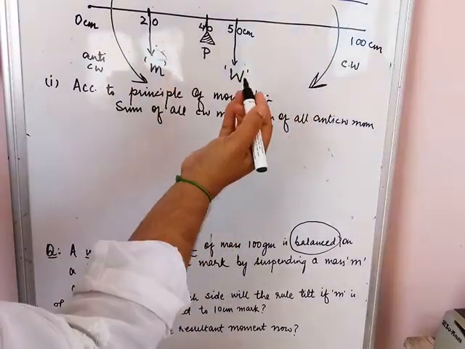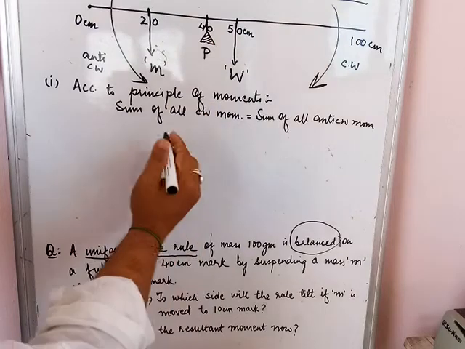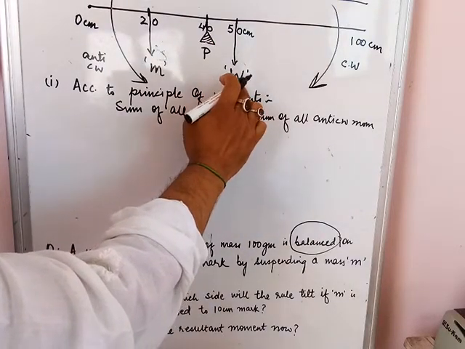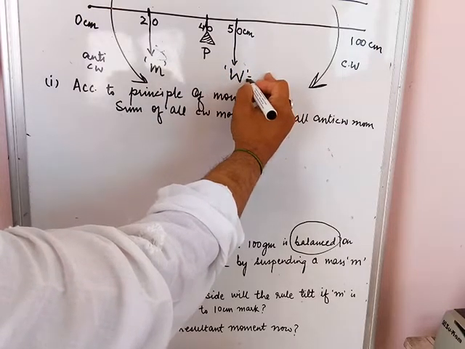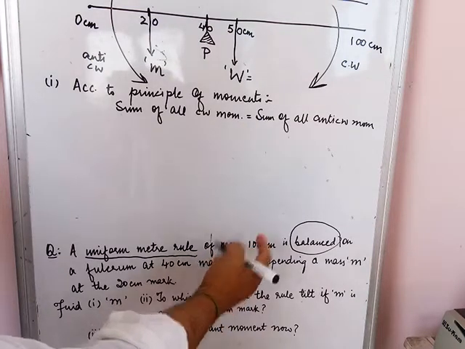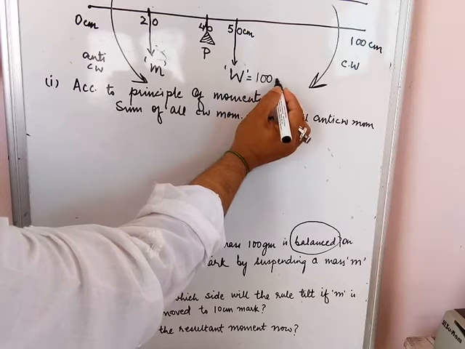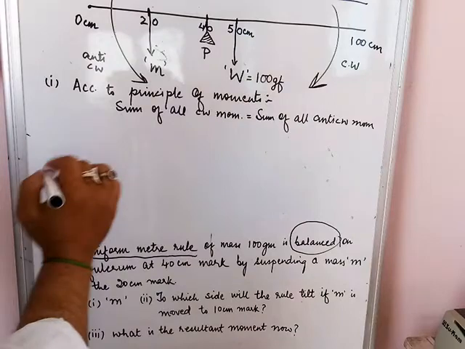Clockwise moment, what is the formula for moment? Force multiplied by the perpendicular distance. So which force are we going to take? It is this force that we are going to take, and if you remember, the mass of the ruler is already given in the question as 100 gram. So this is going to be 100 gf. Okay, 100 gf. Why gf?